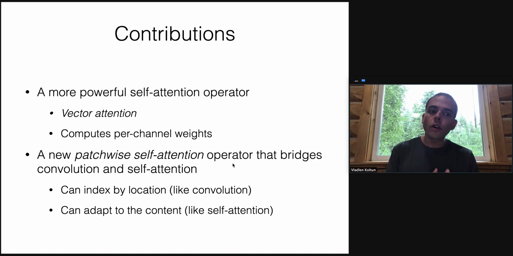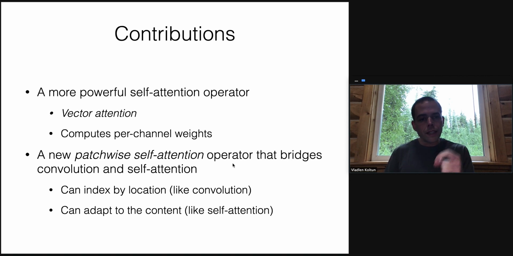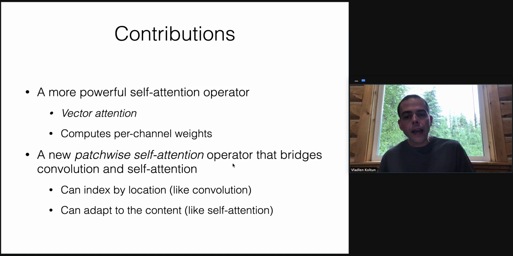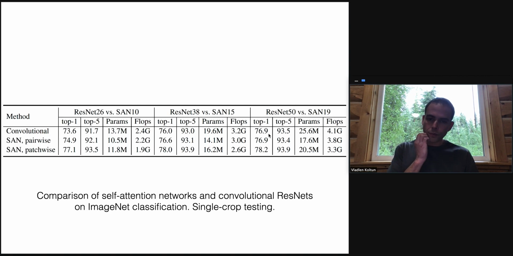So they are no longer set operators. They do index specific image locations just like convolution, but they are also adaptive to the image content like self-attention. And this patchwise family of operators is much more powerful than either convolution or self-attention alone. Let's look at some results.